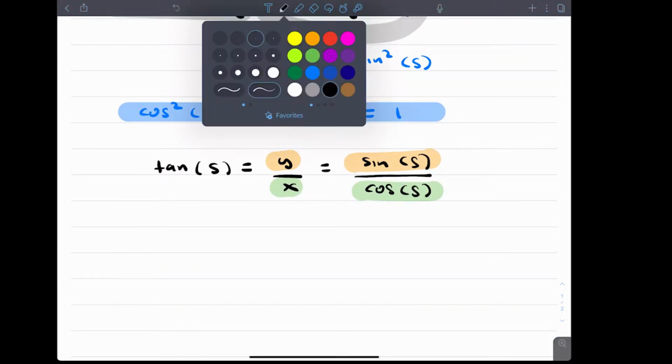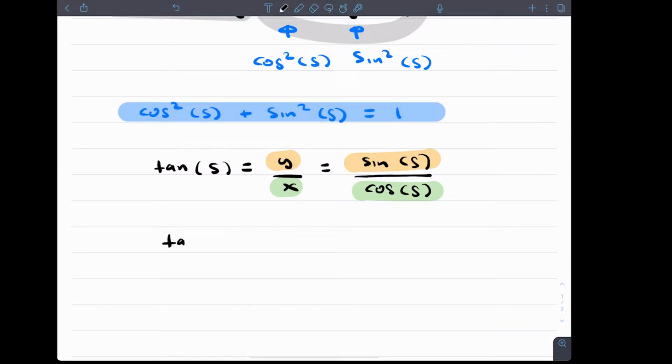So ladies and gentlemen, this is not a Pythagorean identity. However, this is going to be a very useful identity for us. This is sine s over what? Cosine s. Now, we can say here theta as well. It doesn't matter if the angle is the central angle or if it's the arc length. It's the same identity.